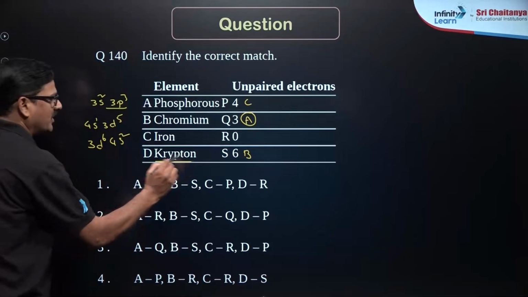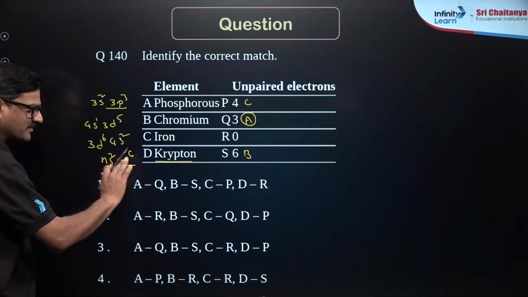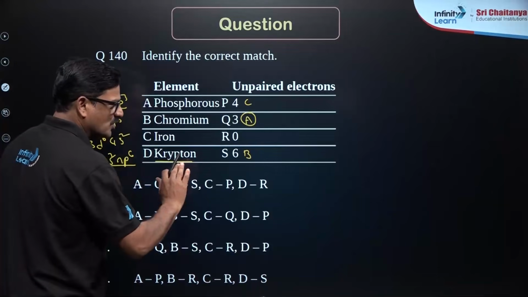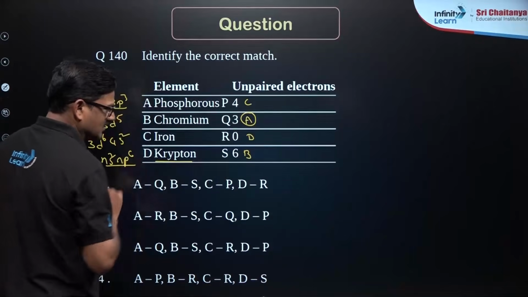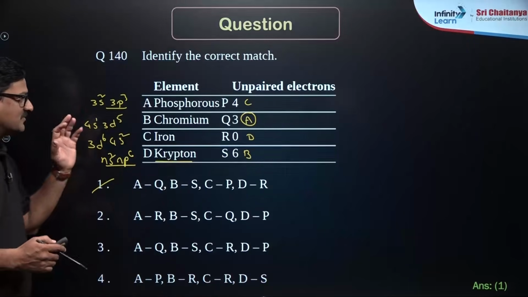And krypton, being a noble gas, is going to have ns2, np6, a completely filled shell, and has no unpaired electron, so it is going to be D. So with respect to this, I want to give you option 1 as the correct answer for this question.